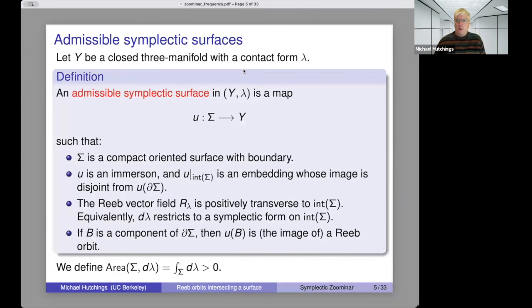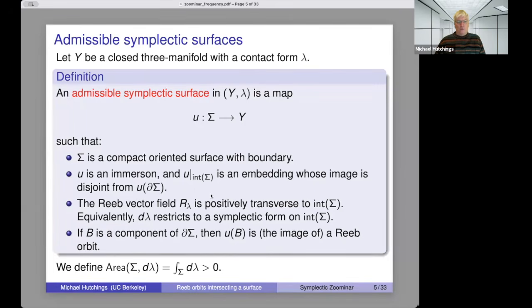The setup is that I have a surface in my three-manifold, which I call an admissible symplectic surface. It's almost an embedded surface. It's embedded except on the boundary. One way to say it is that it's a map from a compact oriented surface with boundary into Y, and the map is an embedding on the interior of sigma. On the boundary of sigma, all I know is that it's an immersion. And the image of the interior is not allowed to intersect any of the boundary.